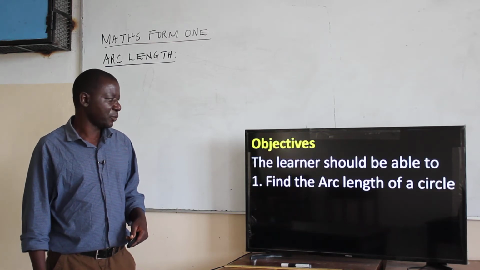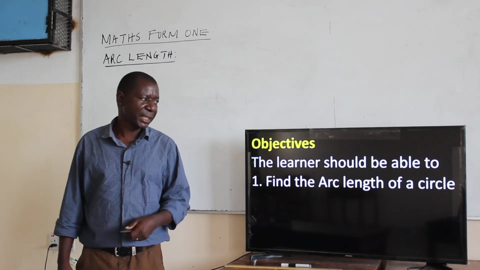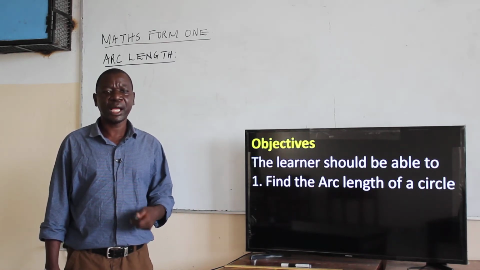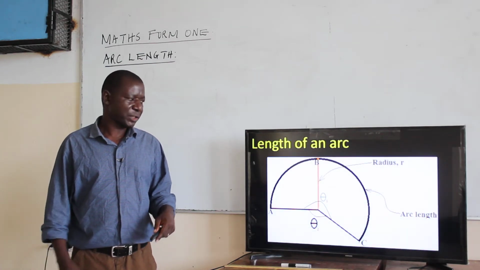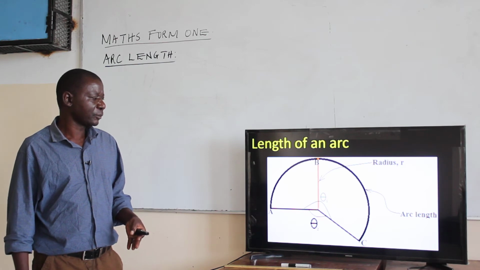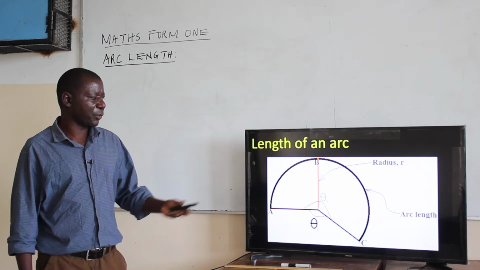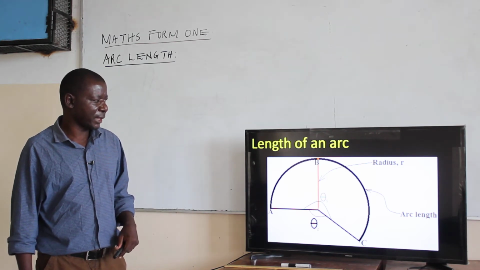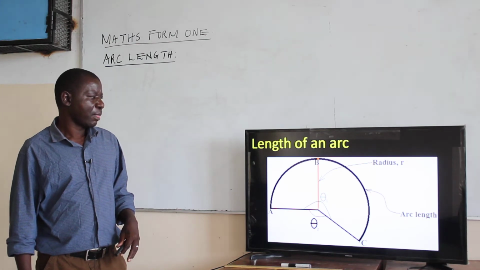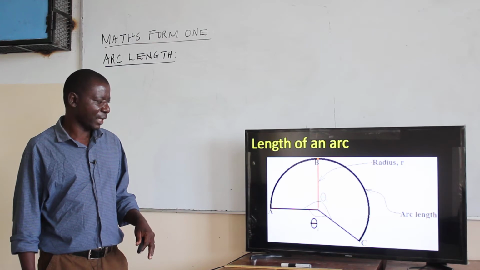The objectives today are that the learner should be able to find and calculate the arc length of a circle. Just to give you an overview of what an arc length is: when we have a part of a circle, like the one we are showing on our screen, an arc length is just a section of the circumference of a circle.